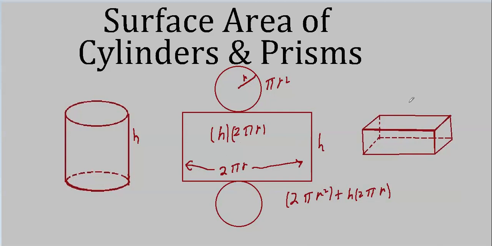We have length from here to here, width, we could call that the width from here to here, that's this part right here, and then the depth or the height, whichever you like to call it. Let's call it the height. Well, let's see, this top part, this would be width times length, right? We can write that up here. And this bottom part is exactly the same, so it's 2 times that.